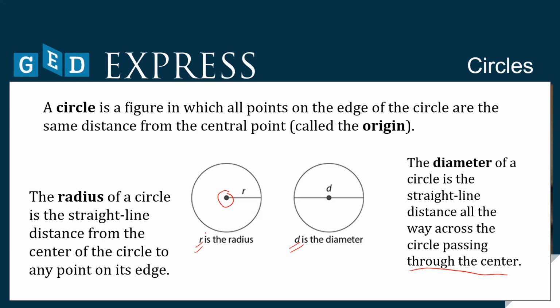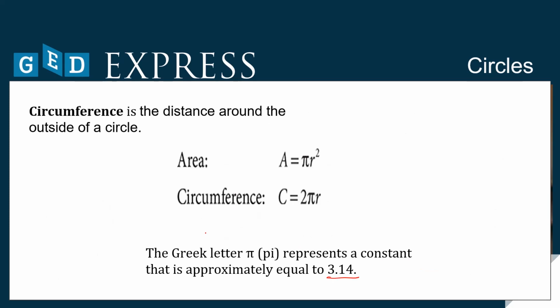Another part of the circle is the circumference. Circumference is the distance around the outside of a circle, and it is generally indicated by the letter C.